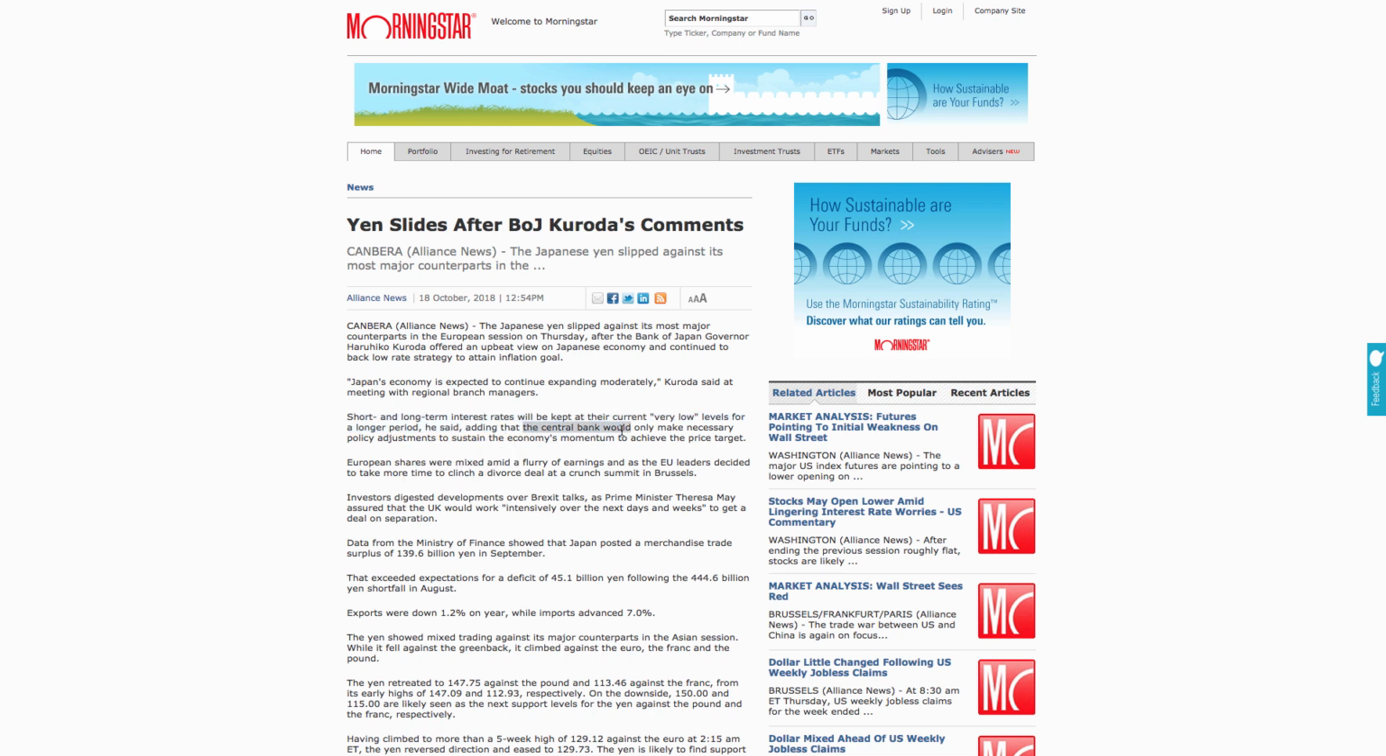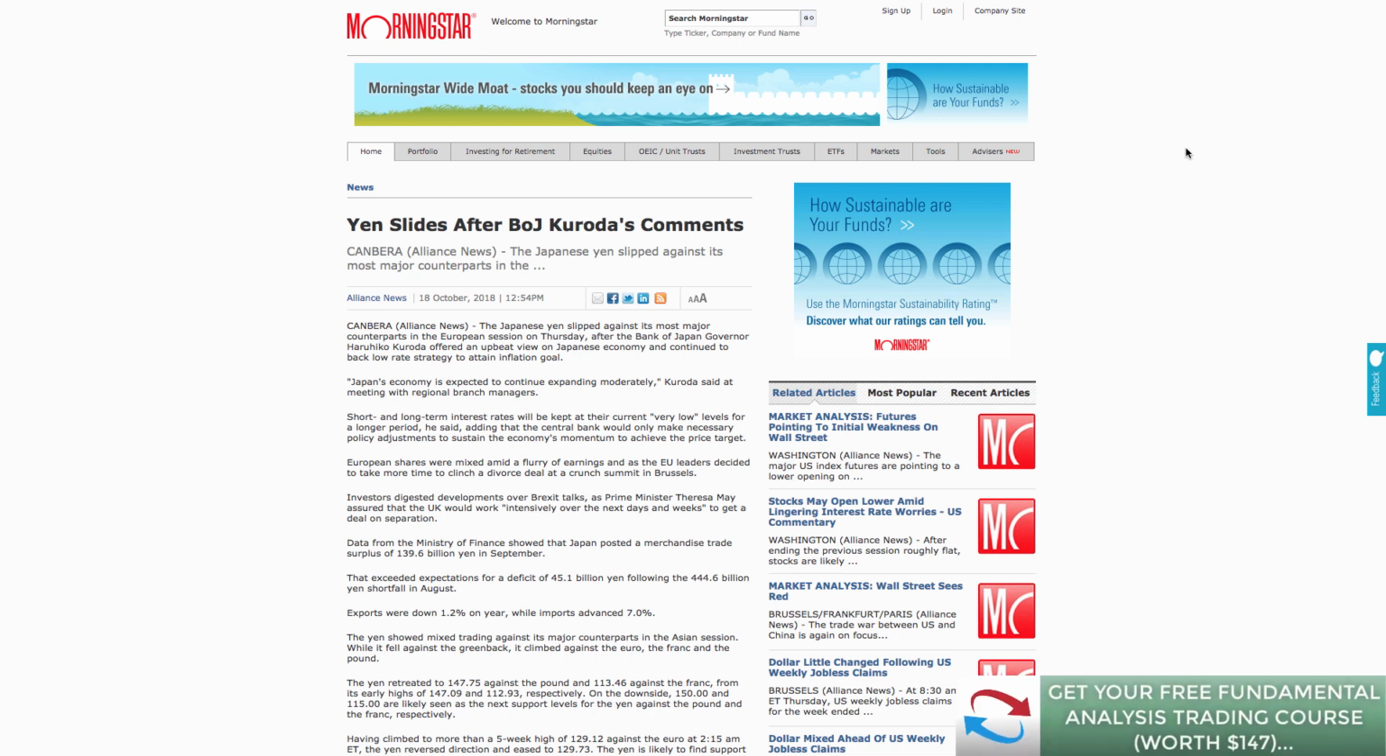So the bank would only make necessary policy adjustments to sustain the economy's momentum to achieve the price target. What that basically means in English is that they are looking to keep their interest rates low. They're not looking to strengthen their currency because they need to attain their inflation target, which for central banks in the Western world and the major currencies is 2%, and they're way below that 2% inflation.